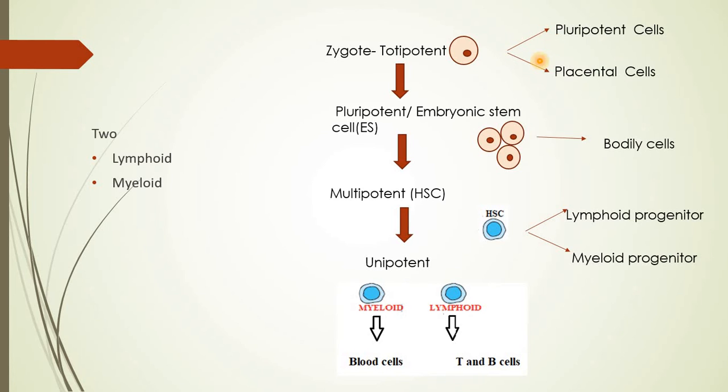Pluri refers to the presence of stem cells which can develop into some types of cells.